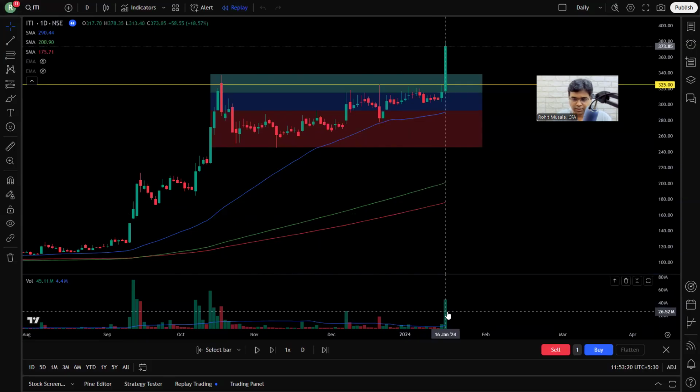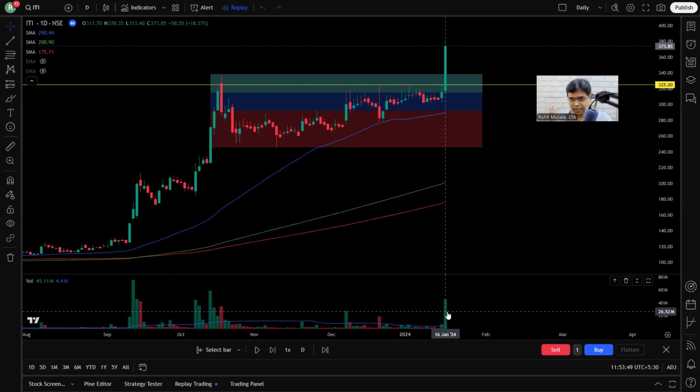Look at the volume there. Average volume is 4 million, and on that day, 45 million shares traded. That's 10 times more than average volume, like 900, 1000% more than the average daily volume. When 45 million shares are traded, it's not retail participants who are buying the stock. It is institutional people who are buying the stock in bulk. That is called a true breakout.